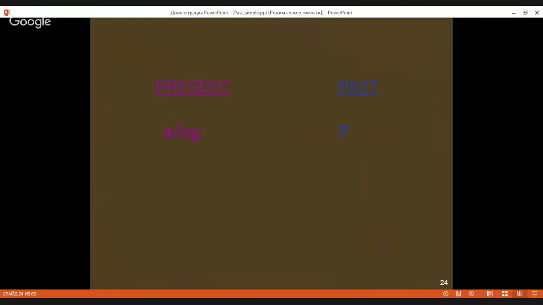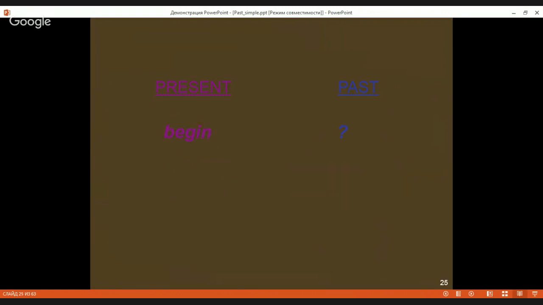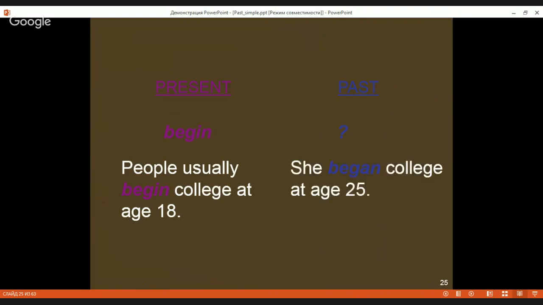And one more, your favorite verb, sing. I hope you all like singing songs, like I do. So, I like to sing new songs, you know. And actually, I sang a new song last night. Begin. People usually begin college at age 18, at the age of 18. Surprisingly, she was a little bit late, so she began college at age 25. At the age of 25.